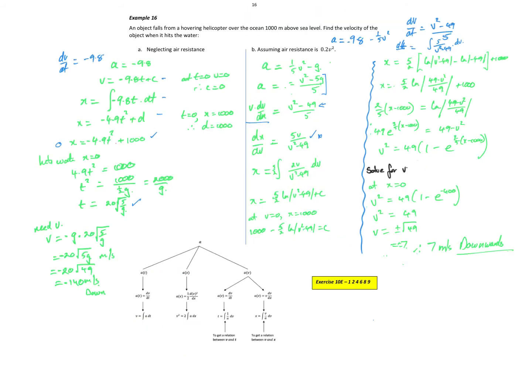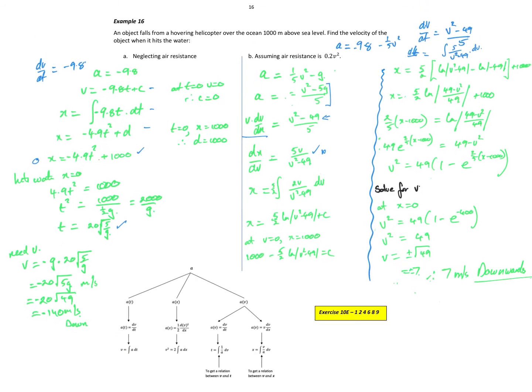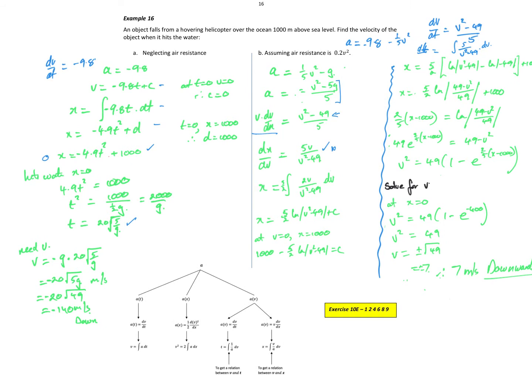Okay, let's have a look in here. We've got an object falling from a helicopter hovering above the ocean, 1,000 meters above sea level. So there's my position initially. It falls from a hover, so the initial velocity is 0. We're not up or down. Find the velocity of the object when it hits the water, neglecting air resistance.